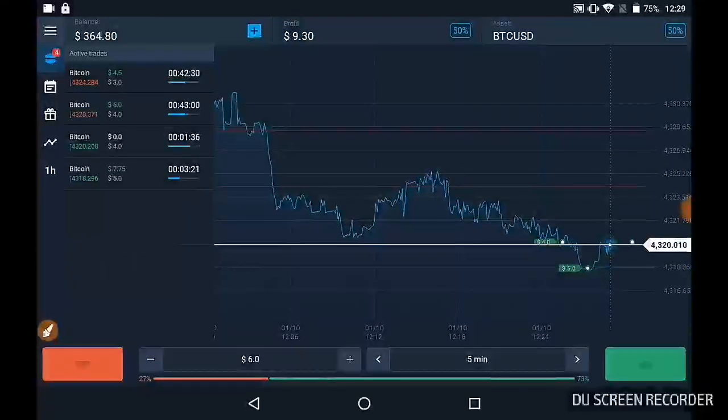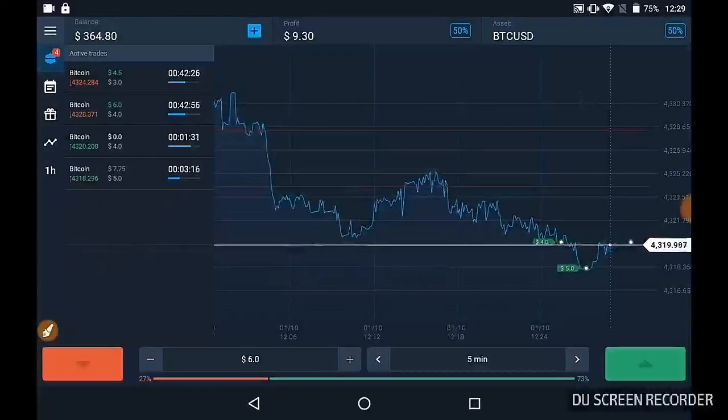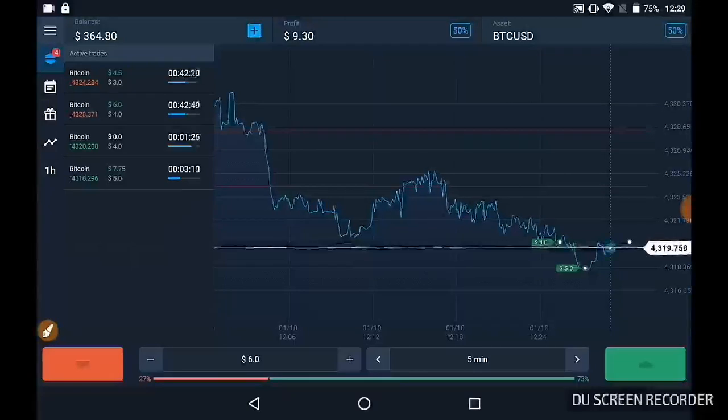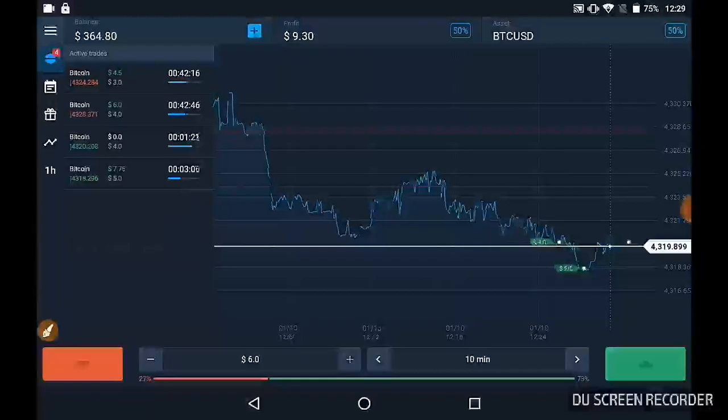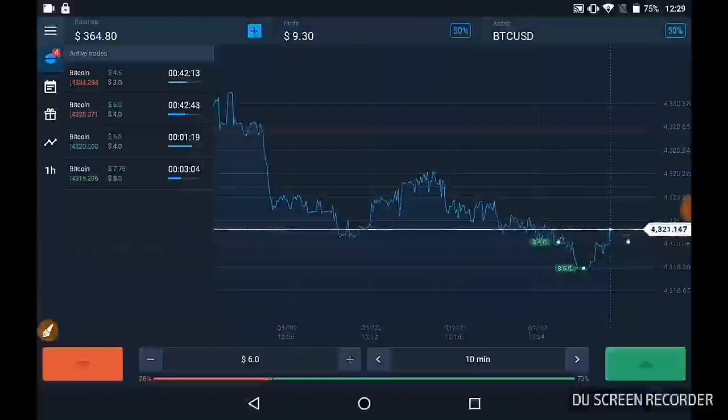If it goes over the $4 red line, that is somewhere here, then I will place my $5 bet that it will go down. And I will also increase the duration for the next one, since the current one is 5 minutes. The next one we'll keep for 10 minutes.